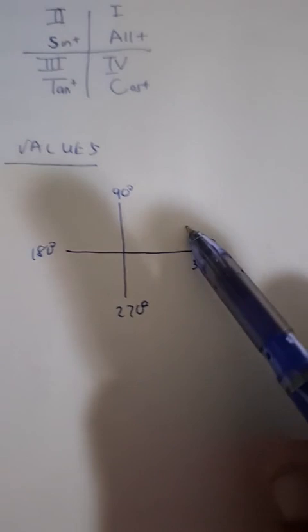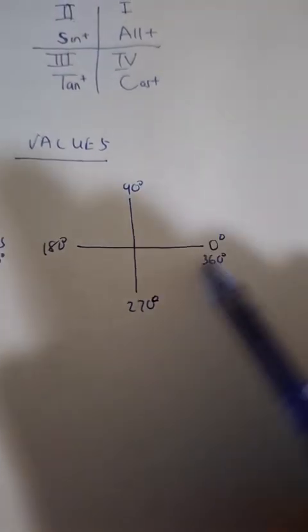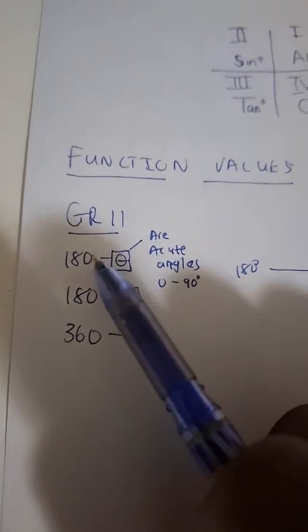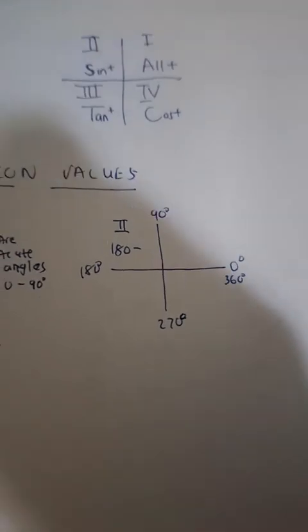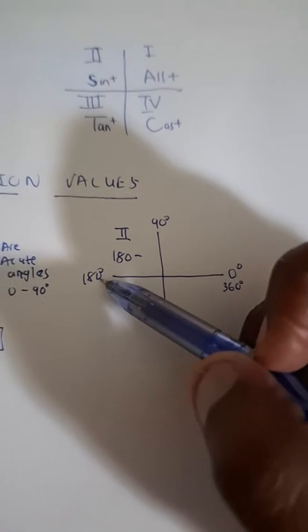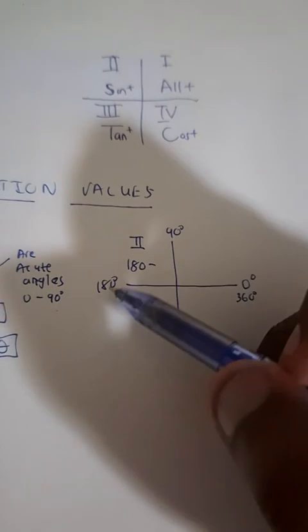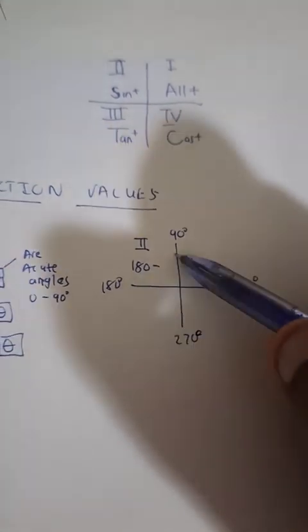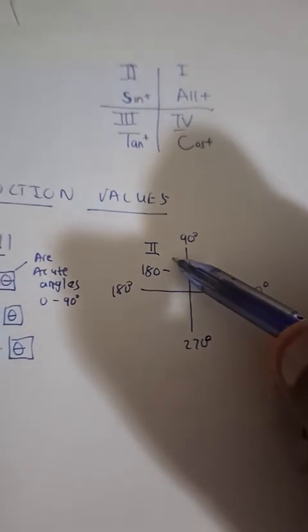So let's look at the Cartesian plane. You have 0, you have 90, you have 180, you have 270, you have 360. So when I say 180 minus, 180 minus is referring to the second quadrant. But remember, this is 180. When I say minus 180, I am going in the clockwise direction. I'm not going in the anti-clockwise direction. I'm going in the clockwise direction.